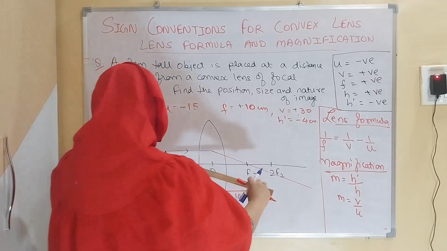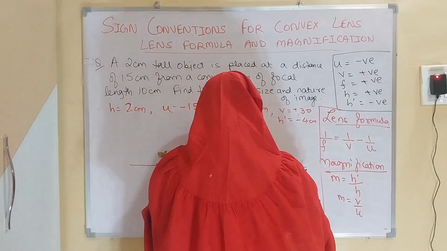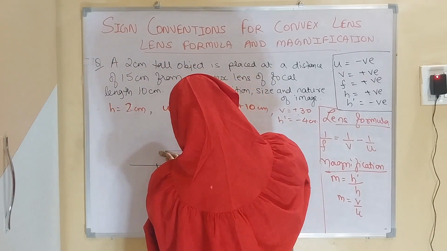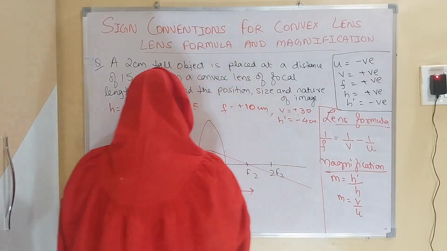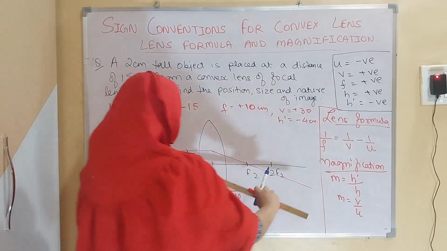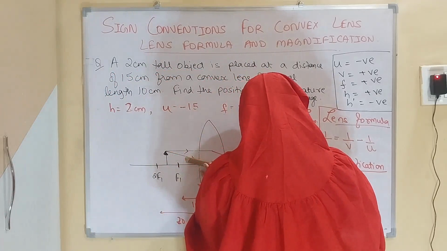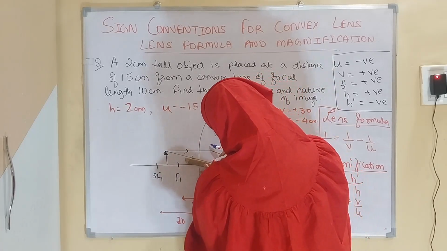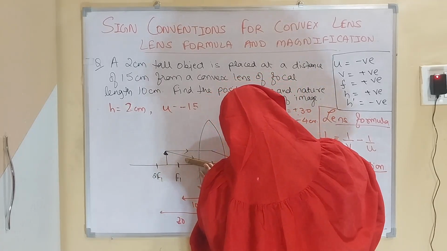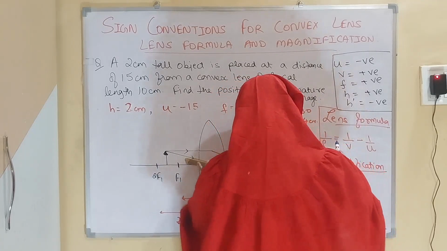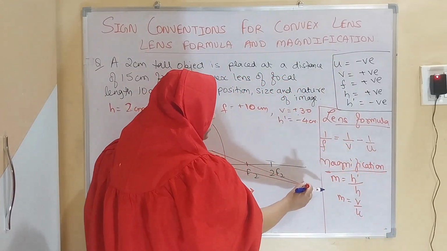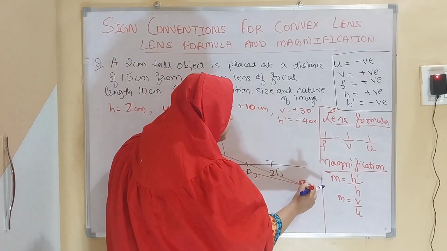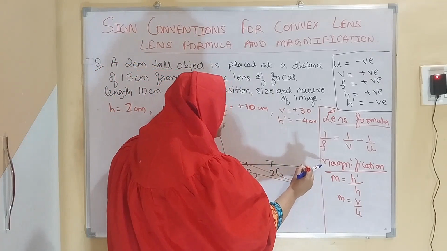Now let us take one incident ray. The other one from optical center. So this will go straight without any refraction. Both the rays meet over here. Here the image will be formed beyond 2f2.